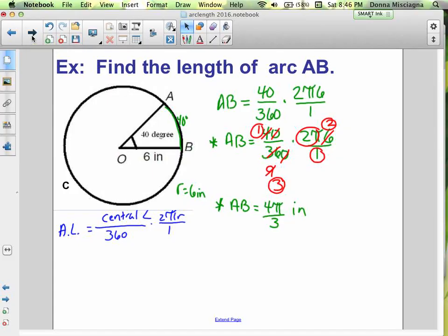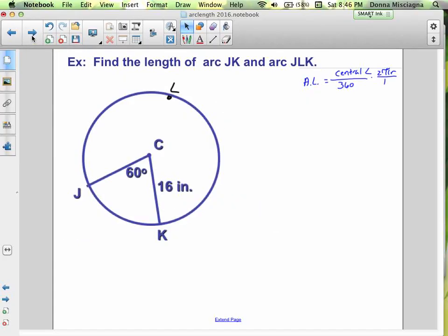Let's look at the next one. All right, let's find the length of arc JK. This one's in your notes. Arc JK and arc JLK. All right, so JK.